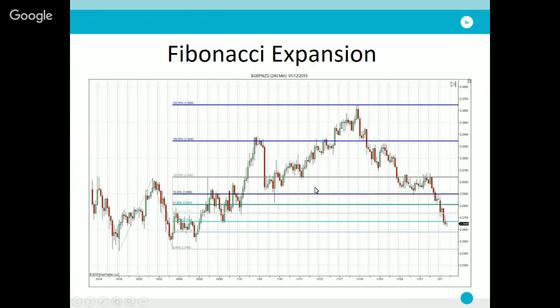So you can see how effective these levels are. And it's quite remarkable, isn't it, to see how price respects these levels. So without the expansion tool on this chart, these reversal points would appear seemingly random and without any probable catalyst. But using the Fibonacci expansion tool, we can actually identify that these reversals occurred at key expansion levels.